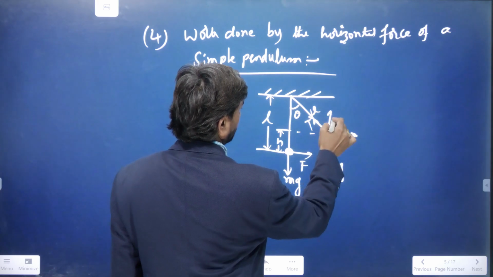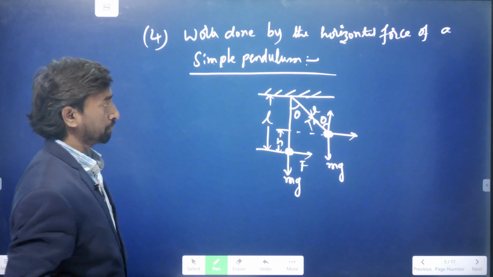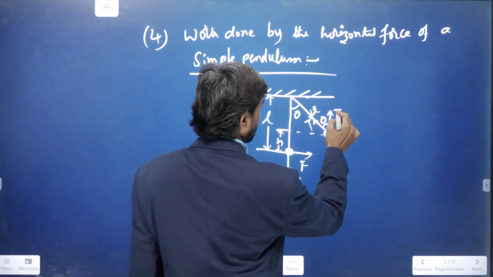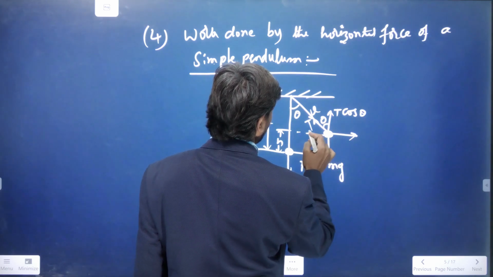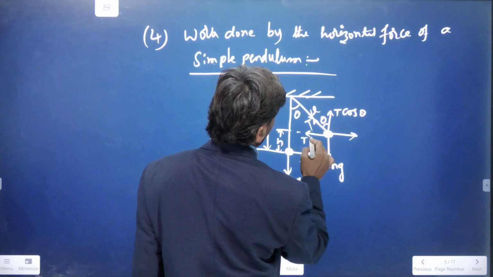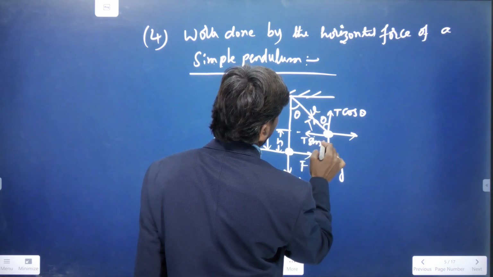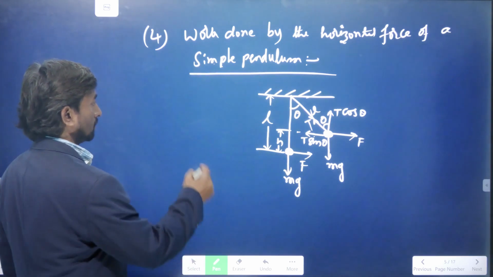So this is theta. If this is theta, this also will be theta, alternate angles there. So then the horizontal component will be T cos theta, and here we can write T sin theta. It is a vertical component, and this is a horizontal force. So what can we write from these two equations?